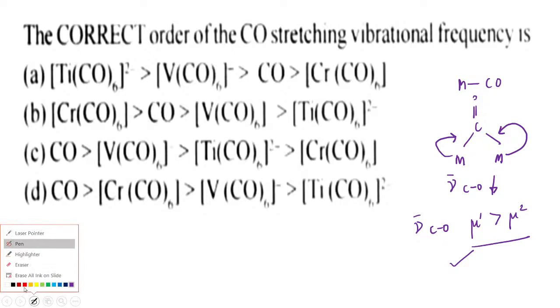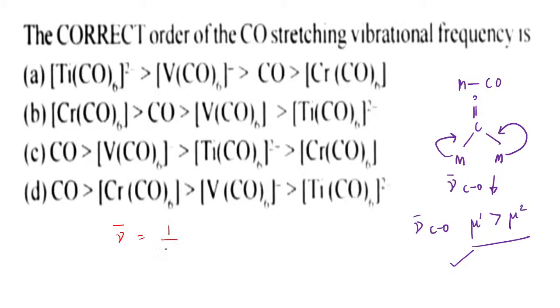Okay, the question is basically the correct order of CO stretching vibrational frequency. So we know what is vibrational frequency, mu bar. Okay, so this is 2 pi c k by mu. If we are finding in centimeter inverse, so this is the correct relation. Mu bar is equal to 1 by 2 pi c square root of k by mu, where k is your force constant or bond constant, mu is your reduced mass, c is speed of light, pi and 2 are constant. Okay, so this is the formula.